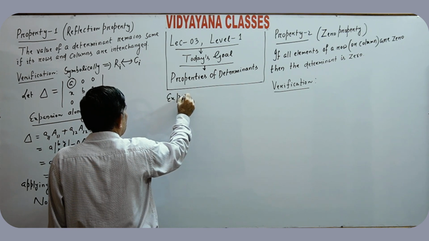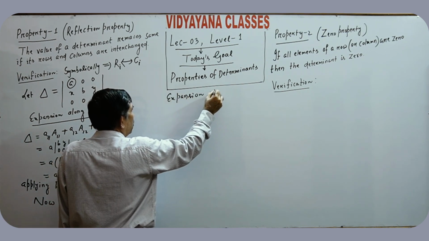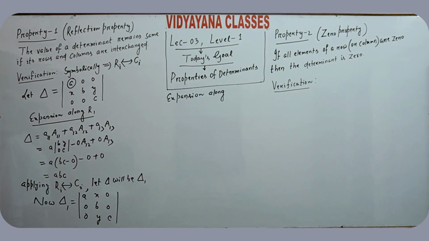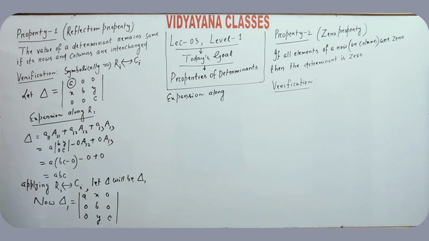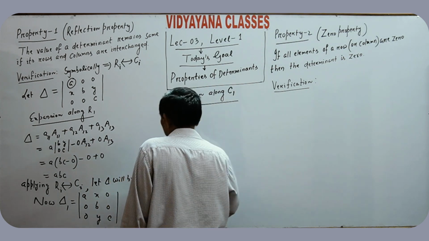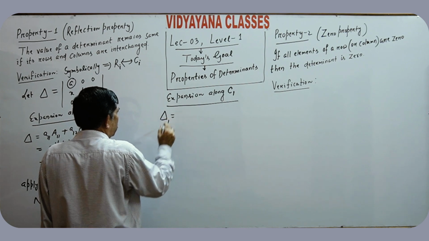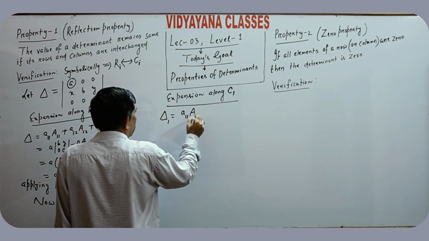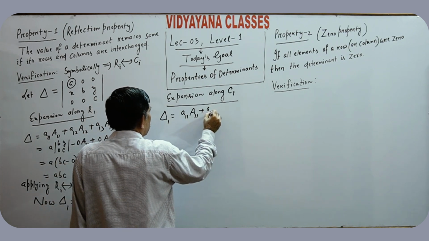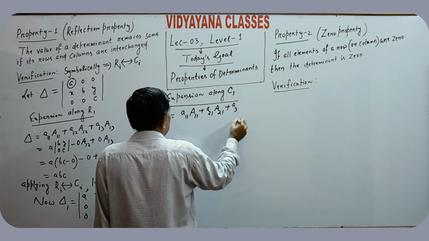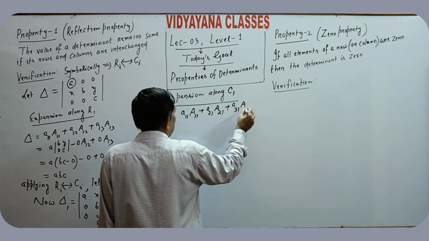Expansion along the row or column which contains the maximum zeros. Here the first column and the third column contain the maximum zeros. Expansion along C1, that means the first column. Del 1 is given by a11 into cofactor of a11, plus a21 into cofactor of a21, plus a31 into cofactor of a31.